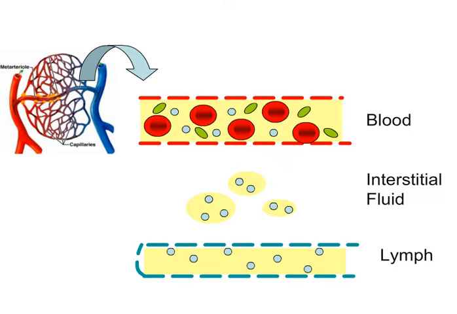Think of the lymphatic capillaries as being sort of a sump pump for the circulatory system. Any excess water or interstitial fluid that leaks out of the bloodstream is going to be siphoned up by the lymphatic capillaries and eventually returned to the bloodstream in the subclavian vein.